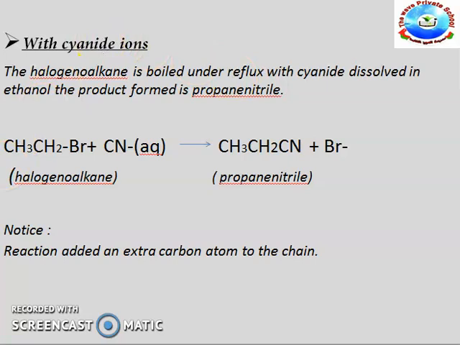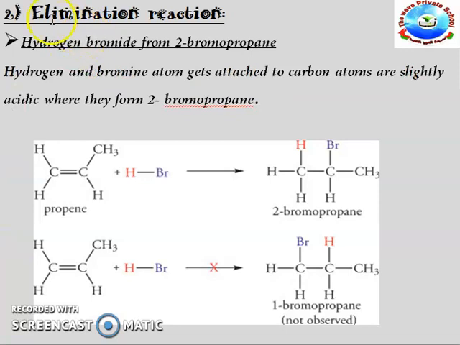Let us see the next reaction of halogenoalkane, which is the elimination reaction. In this reaction we are going to see the removal of hydrogen bromide from 2-bromopropane. Now see, student, first have a look at this structure of propene. This is an example of an alkene. See, student, there is a double bond. You know, for an alkane there is a single bond. For an alkene there is a double bond.